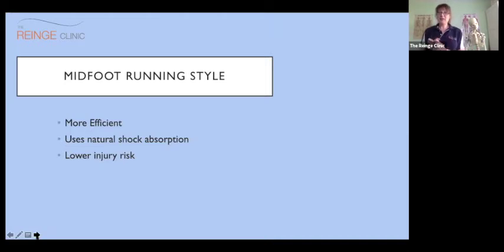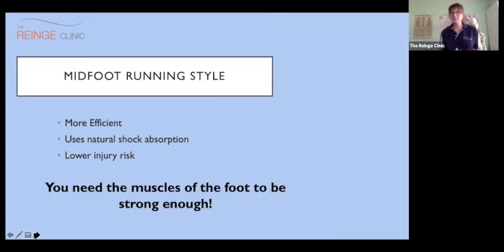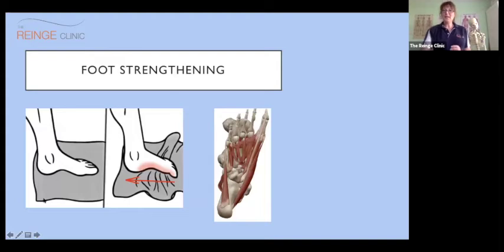The midfoot running style is the one we would really suggest you try and get into, for all the reasons we've outlined in the last 25 minutes. It is more efficient. It uses natural shock absorption, so you don't have to worry about your shoe, and you're going to have a much lower injury risk. However, there is a big caveat to that, and that is that the muscles of the foot need to be strong enough or they won't support it. The arch of your foot is supported by muscles. If you have flat feet, the muscles are not doing their job properly. So we need to do some foot strengthening.